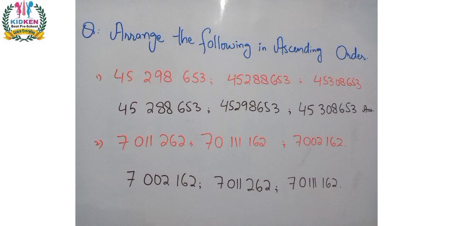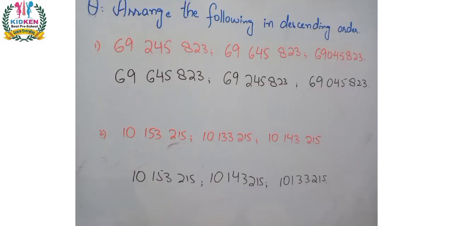Number two part is 70111262, 7011162 and 70021. Simply, we can arrange these from smaller to greater value. Our smallest value is 7002162. Next greater is 7011262, and the greatest is 7011162.